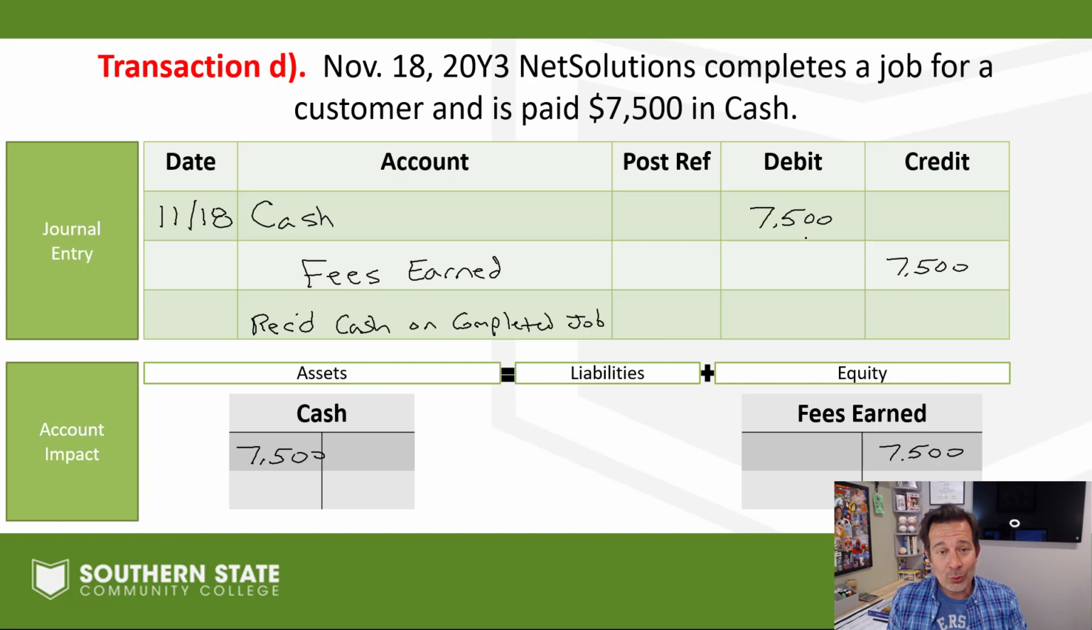Remember our rules of debit and credit. Cash is an asset account. It lives on the left-hand side of the accounting equation. It means it goes up on the left hand or the debit side. That's how I determine my debit. My fees earned is an income statement account. It's a revenue account. Revenue goes up on the credit side, the right-hand side, and it goes down on the debit side. So that's how I knew what to debit and what to credit, because I have the rules memorized.